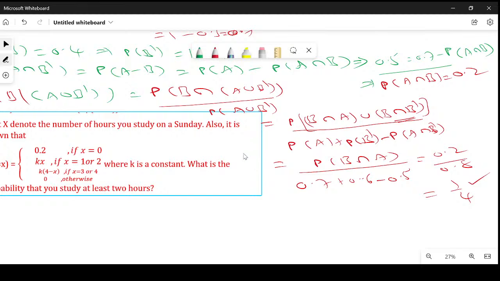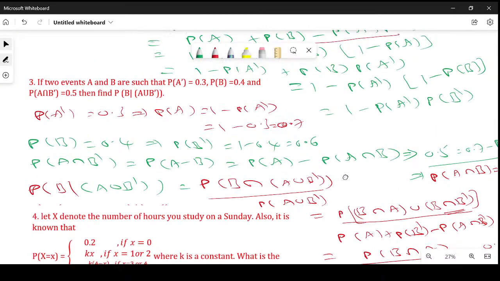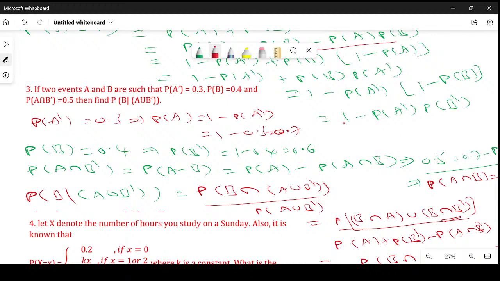1 by 4. The method is important. Think about what I have done here. Just observe the problem. P of A complement is given, so P of A is 1 minus P of A complement, and you will get P of A as 0.7. P of B complement is given as 0.6. A intersection B complement is P of A minus B, which means P of A minus P of A intersection B.